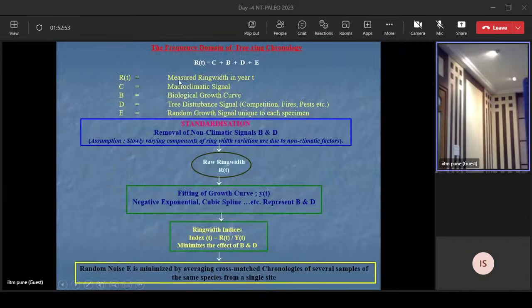Now, ring width, measured ring width, is a function of C, D, and E (and B, the biological growth trend). What is C? C is the climatic signal. B is the biological growth trend. D is the tree disturbance signal, like competition among trees, fires, pests, and insect invasion. And E is the random growth signal unique to each species. Now, our interest is in climate, so we have to remove or minimize the effect of B, D, and E, and we have to try to maximize the signal from climate. This is called standardization.